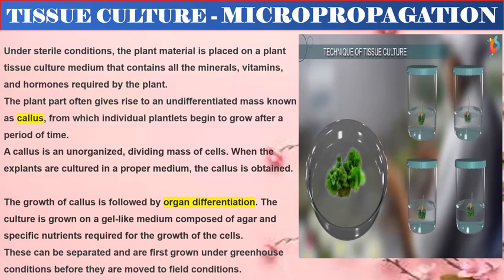The plantlets so formed are grown in pots filled with soil. Asparagus, chrysanthemum, orchids, and many other plants are grown by this method.